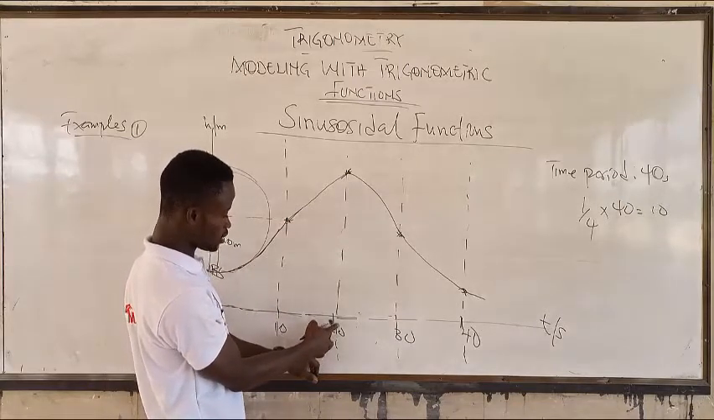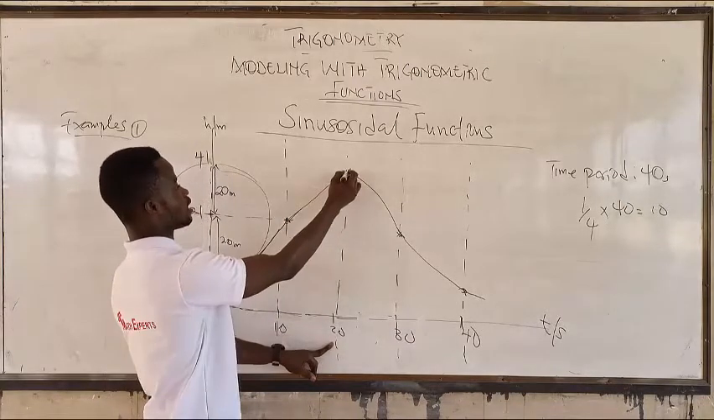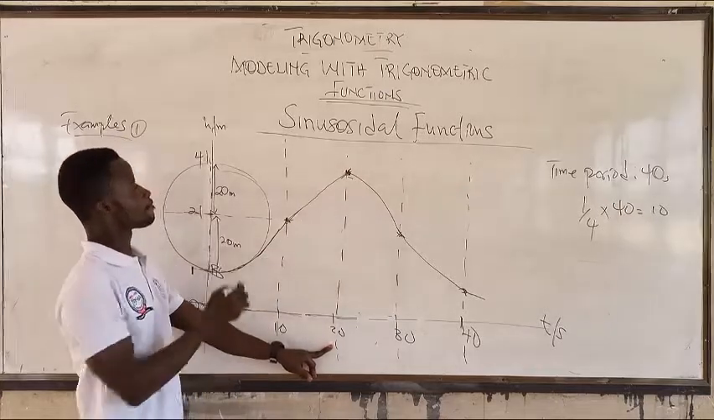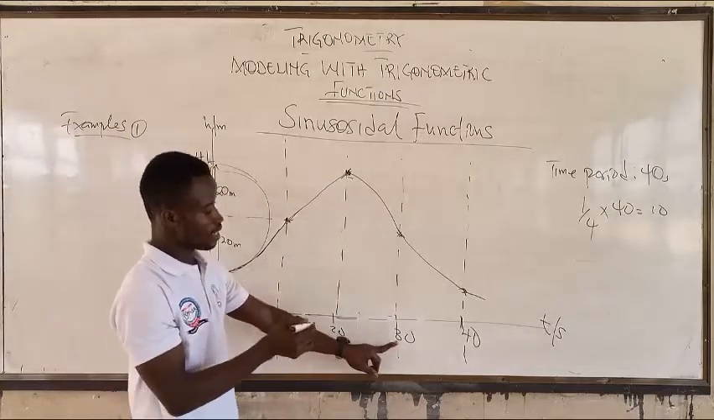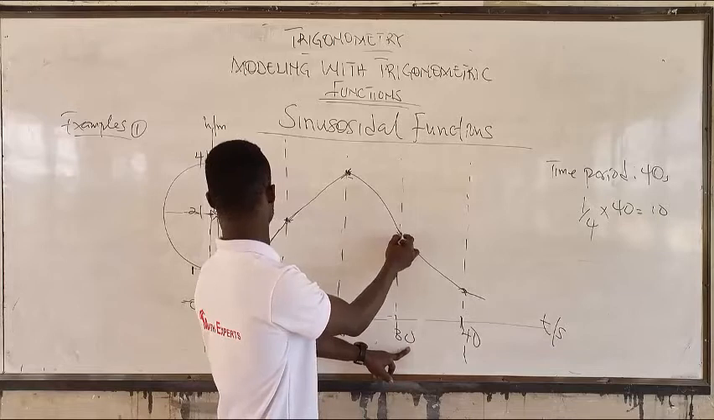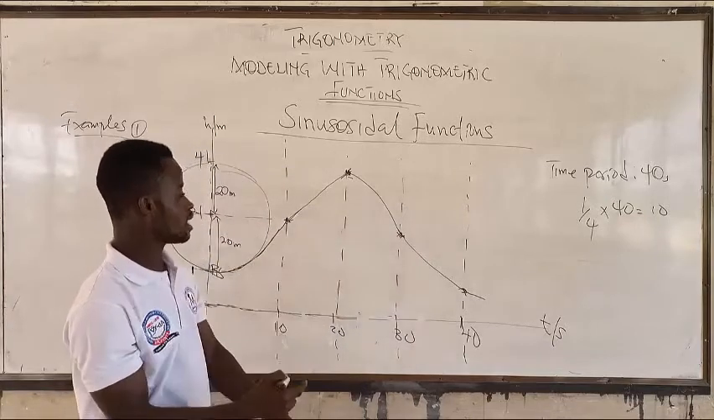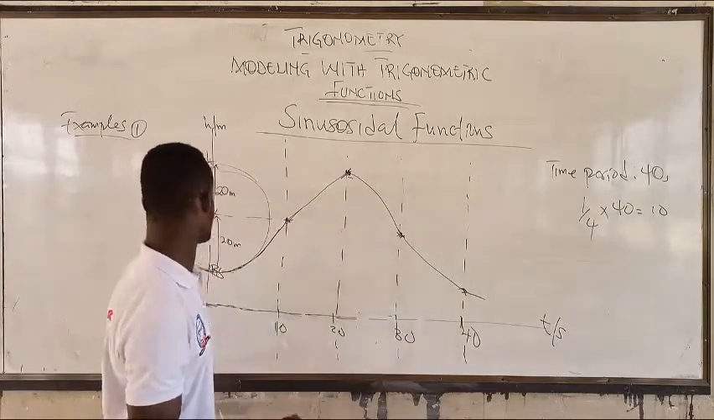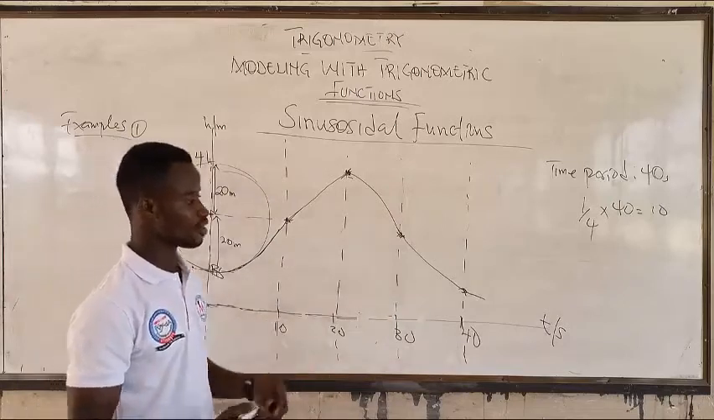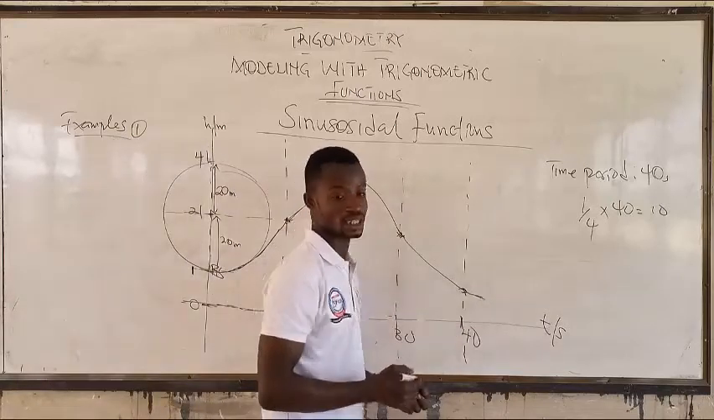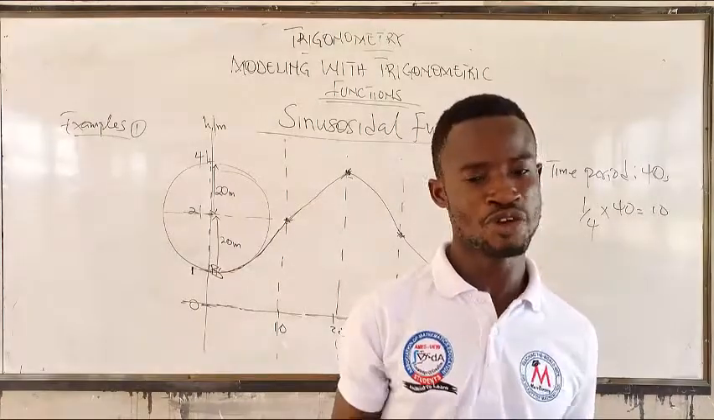20 will give us 41 here. 30 will give us 21 here. Then 40 will give us 1 here. Alright, so that is going to be for that, and that is 1 revolution.